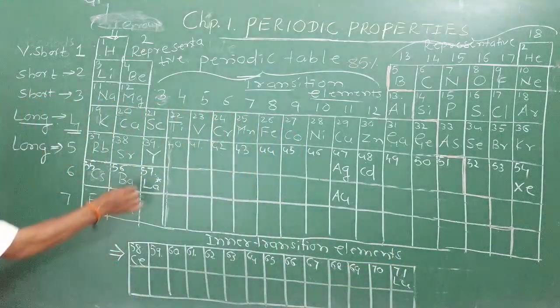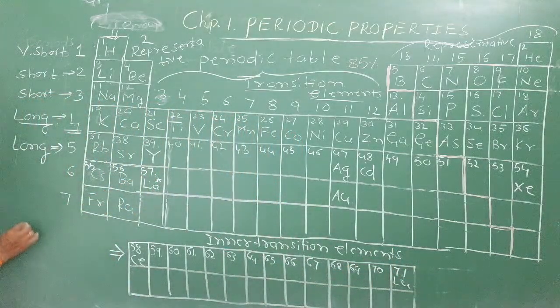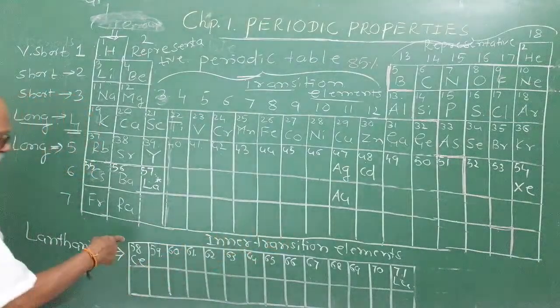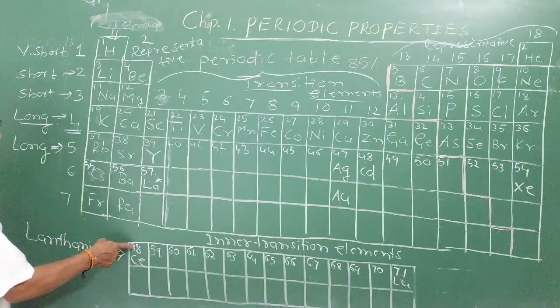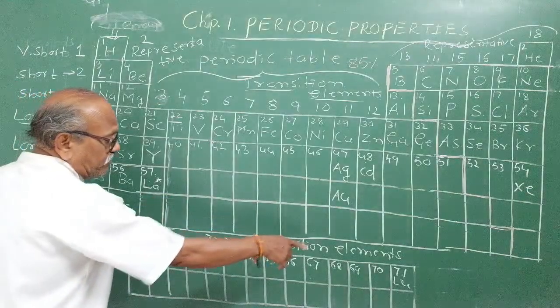And the first series, as it is cut from the lanthanum, they are called lanthanides. What are they called? Lanthanides. This is the first series. Remember, first and the last: cerium, atomic number 58, to lutetium, atomic number 71.